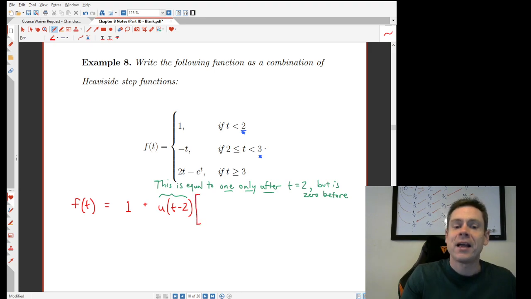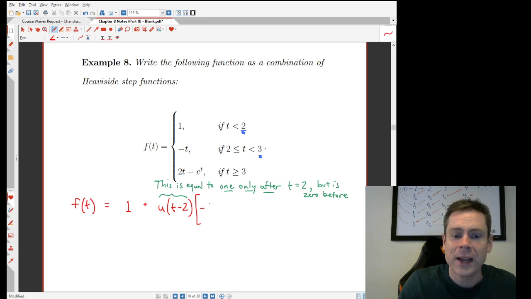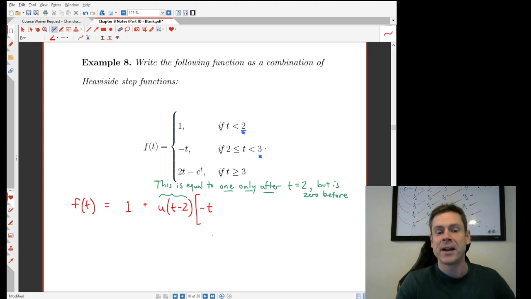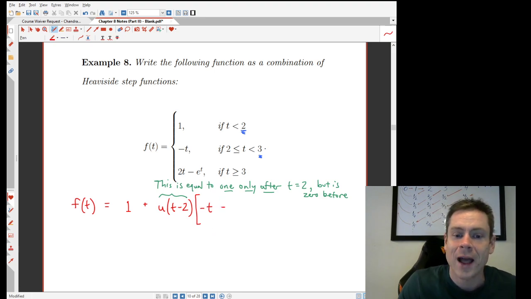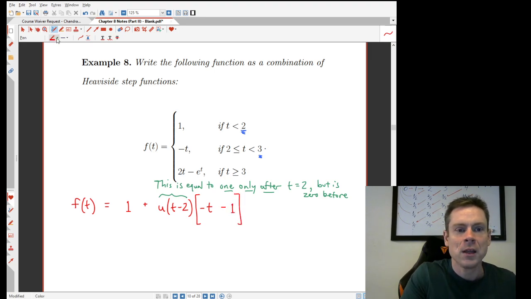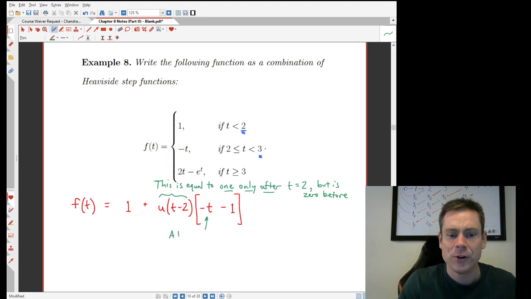So this is what I add. I have u of t minus 2. I'm going to bring in the new behavior, minus t, and then I'm going to subtract off the old behavior, minus 1. So I'm going to just write down some tips about this. Add the new, and subtract the old.